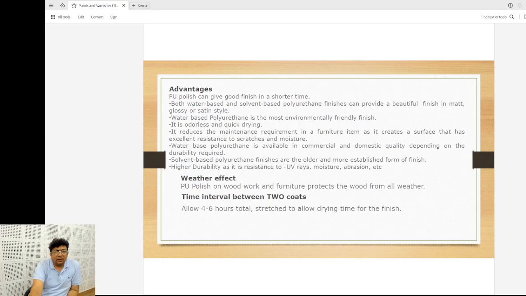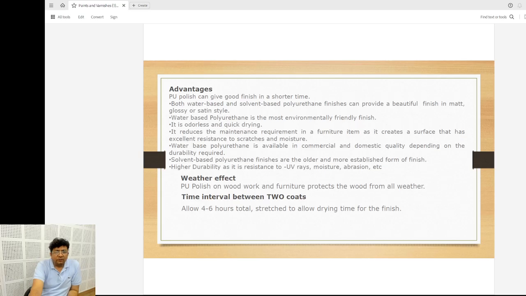Water-based polyurethane is available in commercial and domestic quality depending on the durability required. Solvent-based polyurethane finishes are the older and more stabilized form of finish. This is more stabilized, that means it's more durable. And again, you can put furniture finished with PU polish in the exterior also, as it is very much resistant to ultraviolet rays, moisture and abrasion.